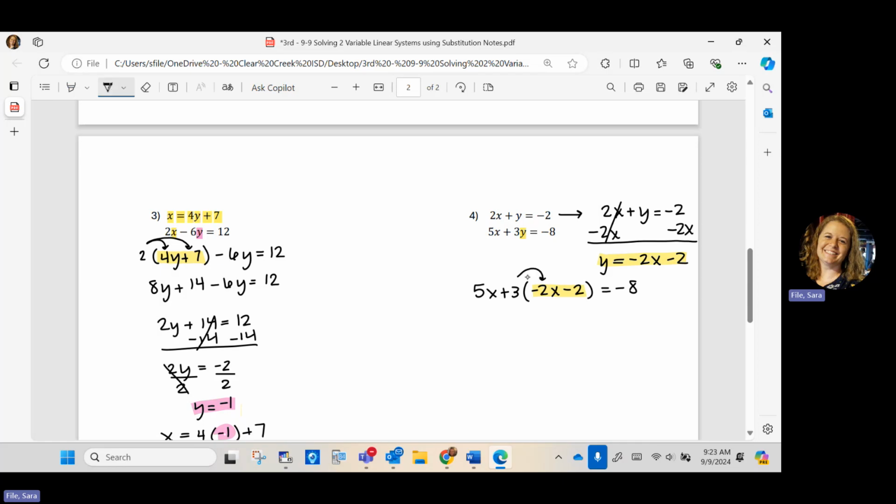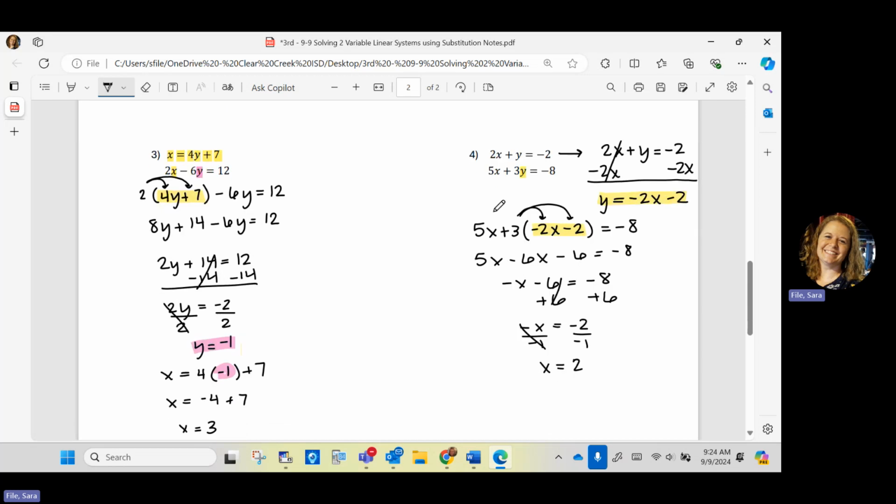So this 3 has to be distributed. So I end up with 5x minus 6x minus 6. Over here, when I combine like terms, I get -x minus 6 equals -8. Move the constant by opposite operation, and then divide out the negative. Some of you don't need to show the dividing out the negative. You understand that just all the signs are going to change. And so we end up with x is +2.